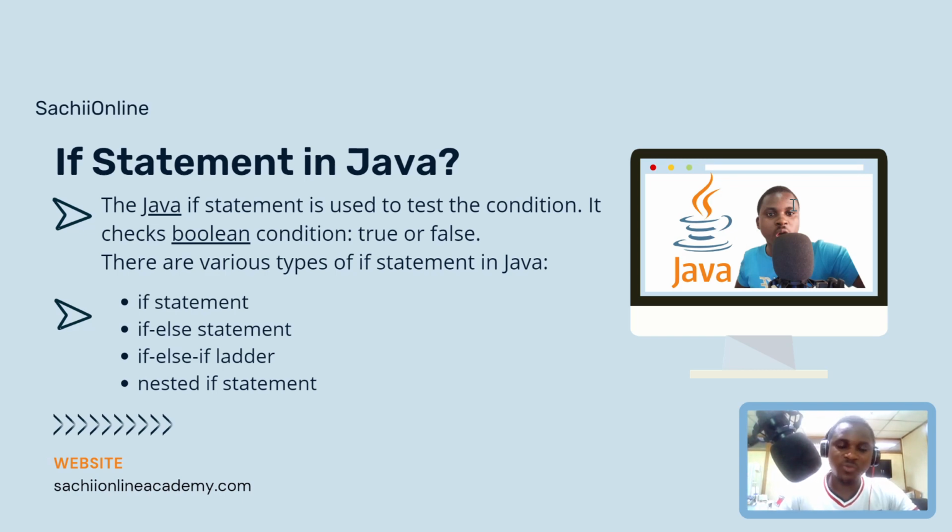So there are various types of the if statement in Java, and we are going to look at all of them, which is the if statement, the if else statement, the if else if ladder, as well as the nested if statement. So team, don't get frustrated at this time because there's a lot of terminology there, but as we go, you'll see it's very simple.